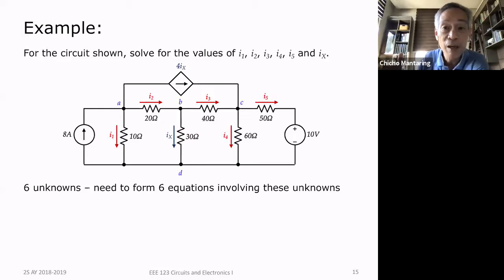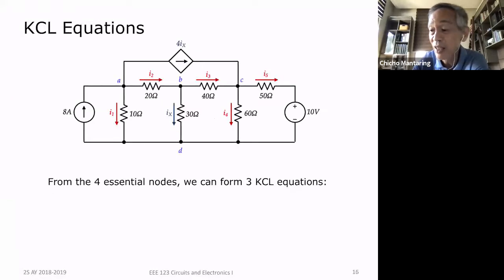I can form 4 minus 1, or 3, KCL equations. So I have 6 unknowns. I can form 3 KCL equations. No? What are those KCL equations?